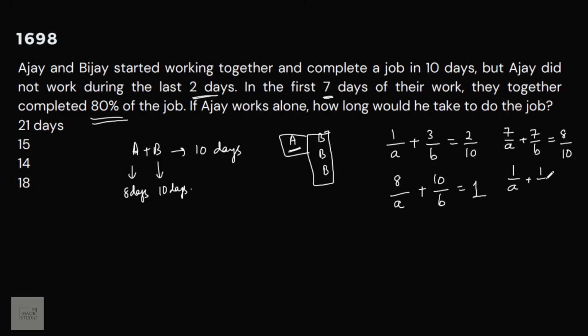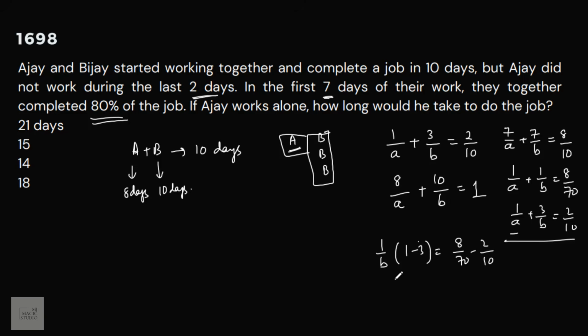1 by A plus 1 by B is 8 by 70. 1 by A plus 3 by B is 2 by 10. If I subtract these two, 1 by B common, 1 minus 3 equals 8 by 70 minus 2 by 10. So minus 2 by B is 8 minus 14, that is minus 6 by 70, that is 3. So B is 70 by 3.